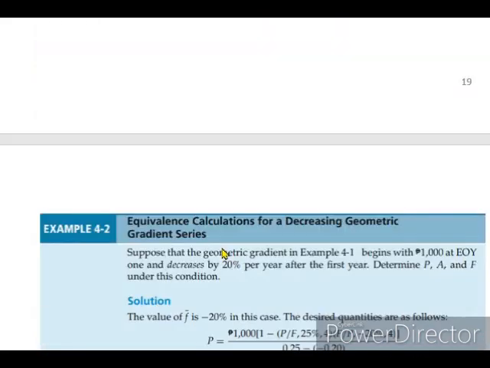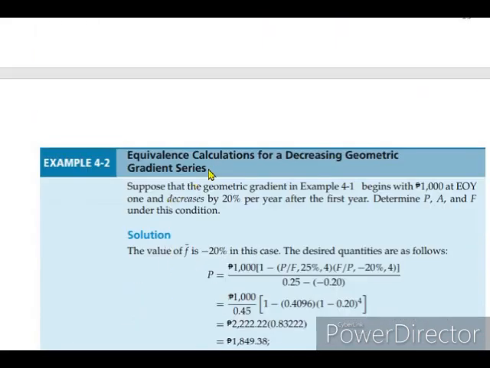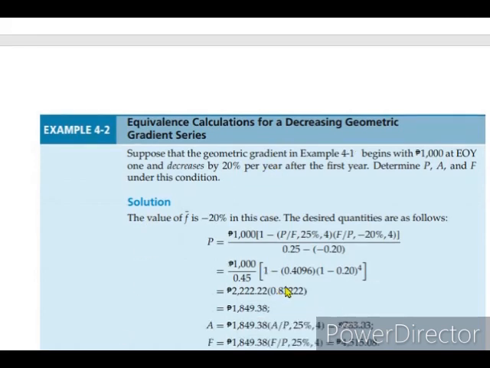Okay, next. Example 4-2, equivalence calculation for a decreasing geometric gradient series. Kasi kanina increasing eh. So, suppose that the geometric gradient, yung kanina example, begins with 1,000 at EOY 1, and decreasing by 20%. So, yung 20%, yan pa rin yung ating F bar. So, determine P, A, and F under this condition.